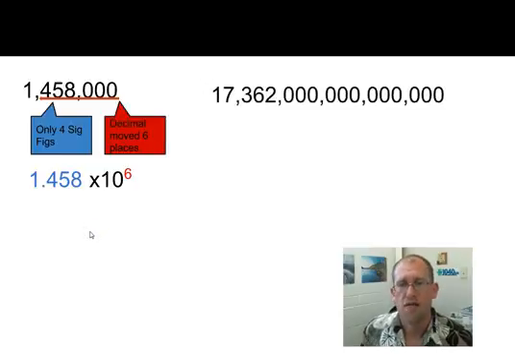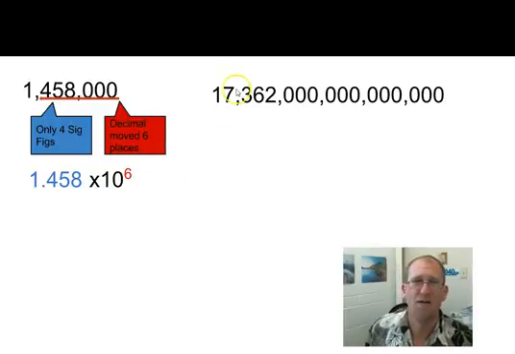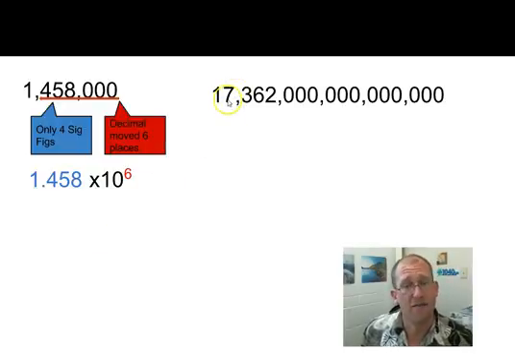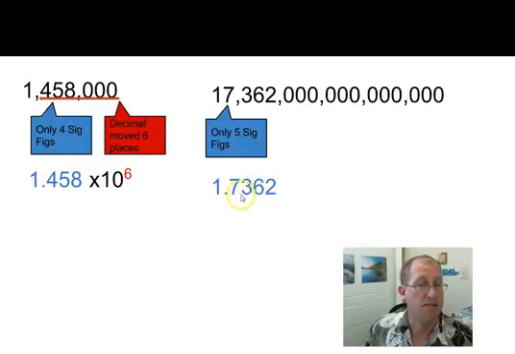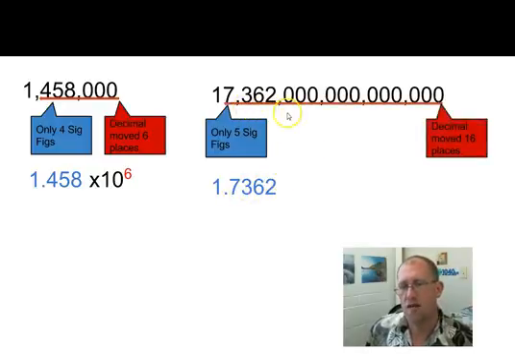Look at another one. 17,362 and 12 zeros. I don't even know what that number would be called. Huge number. My significant digits are only 5 numbers, 17362. And so I'm going to say 1.7362, all my significant digits, times 10 to the, I moved it 16 times, so times 10 to the 16th power.